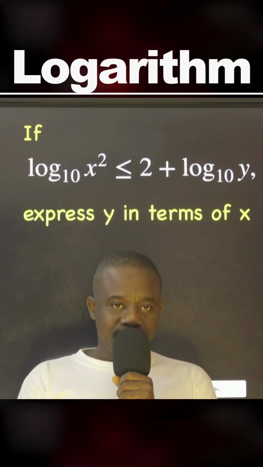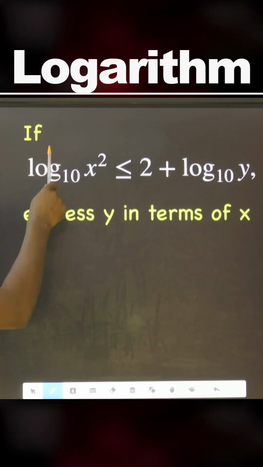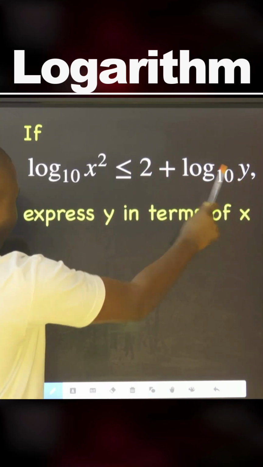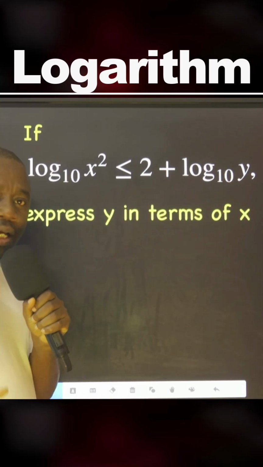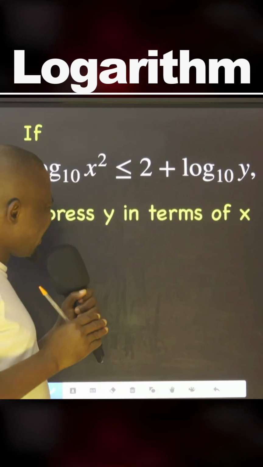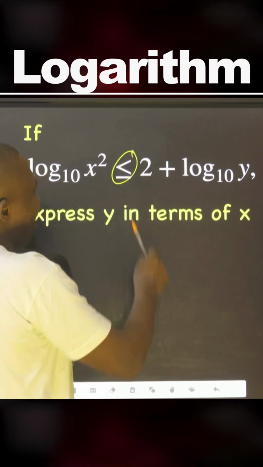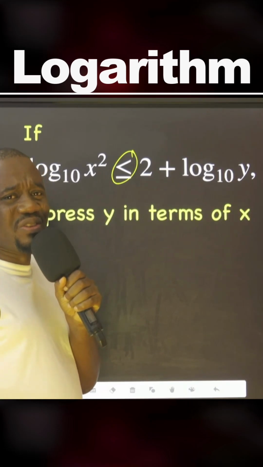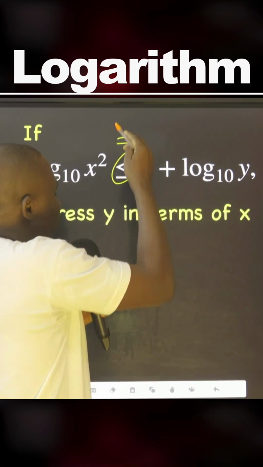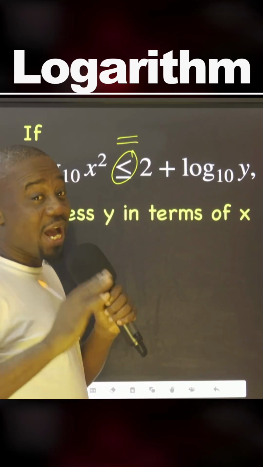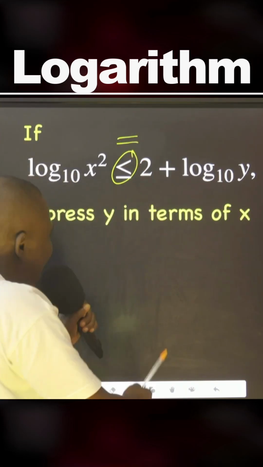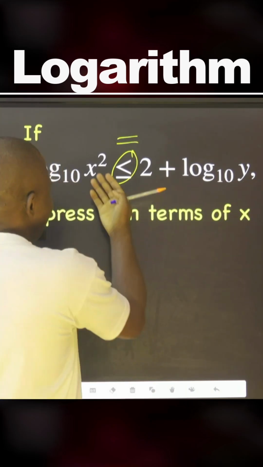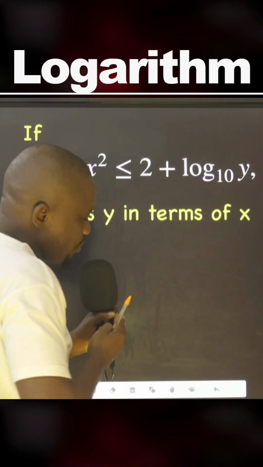Let's look at this. What is it saying? If this expresses y in terms of x, you say, oh, what is this? What is this guy doing here? I'm not used to this type of question. I only know about equal to. Don't worry. They are all the same. Don't panic. Just maintain the line. Okay? Don't let this confuse you.